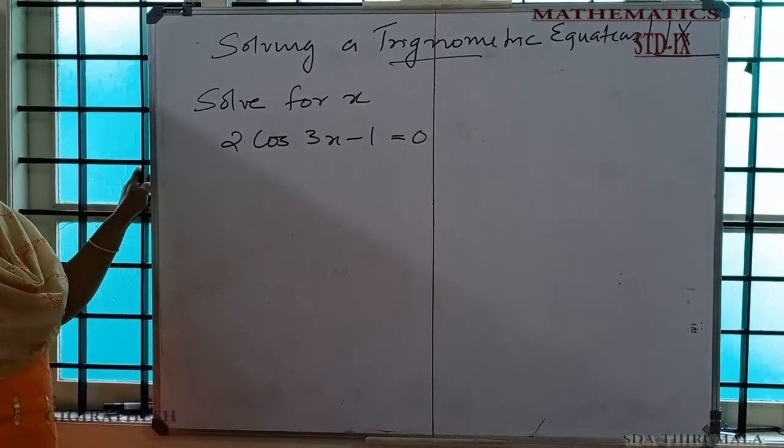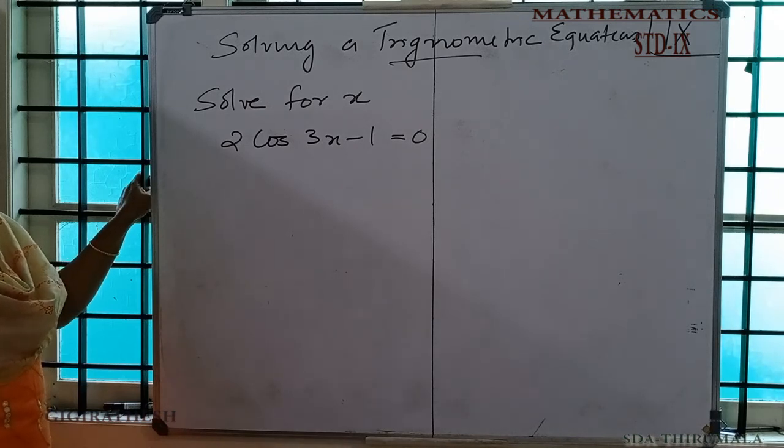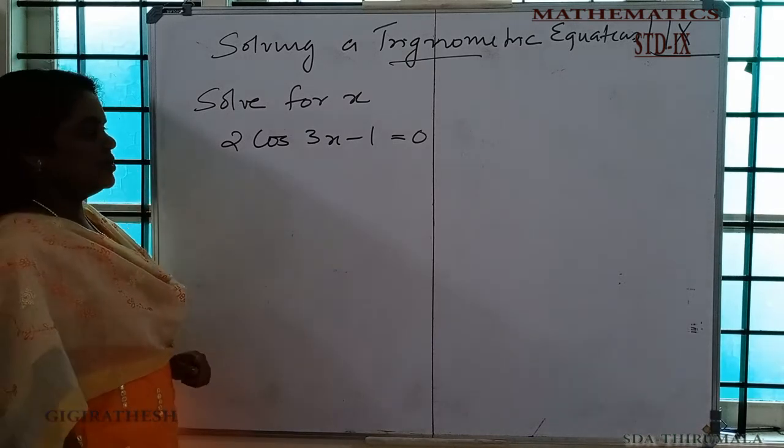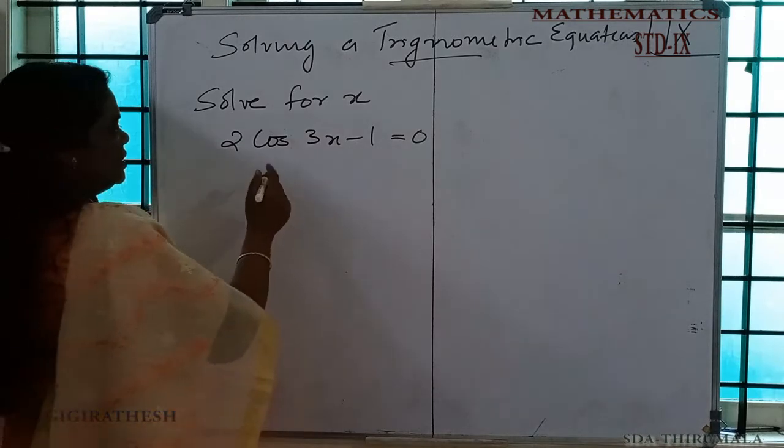Okay. Next is solving a trigonometric equation, and this is the last exercise. The question is: solve for x. 2 cos 3x minus 1 is equal to 0.